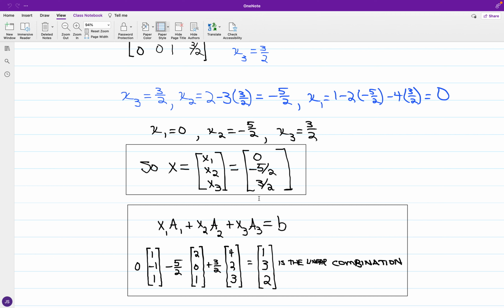And so for the combination, you have 0 times 1, negative 1, 1, minus 5 halves times the matrix consisting of 2, 0, 1, plus 3 halves times the matrix consisting of 4, 2, and 3 equal to B, which again we have in matrix form consisting of 1, 3, and 2. And that is going to be the only linear combination we have for this first system.